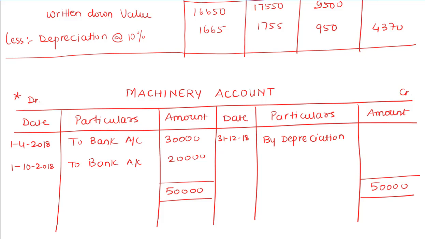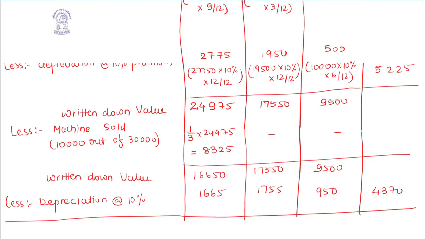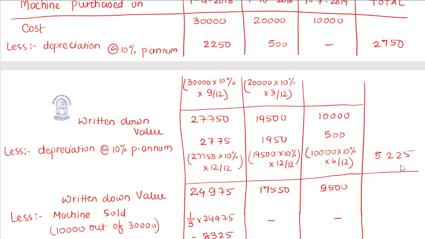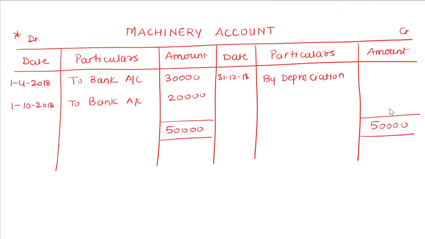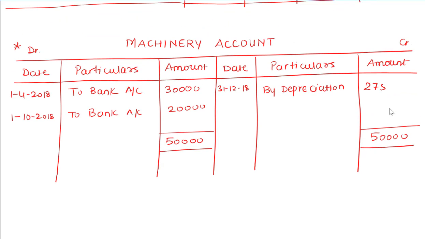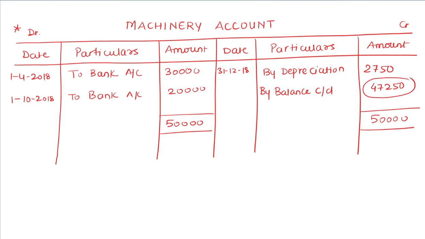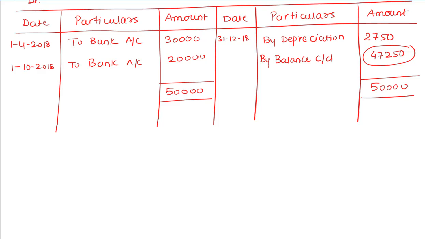On the last day, 31st December 2018, by depreciation, 2750 for 2018. 50,000 minus 2750, by balance carried down, 47,250. Let us stretch these lines.